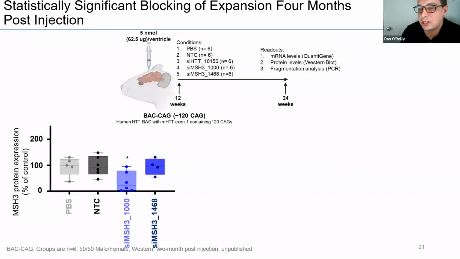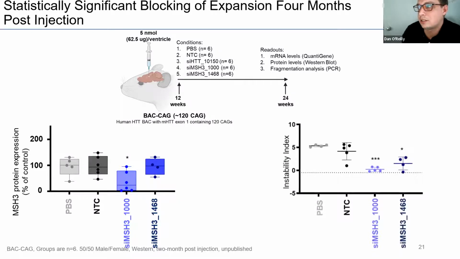Now, when we check the fragment instability index again, do the quantitation, this time we actually see that MSH3 1000 and 1468 both block expansion, which is really interesting. And this is something that we're going to have to pursue further.